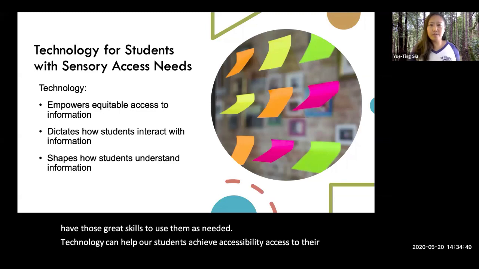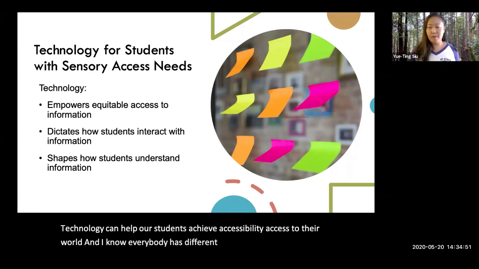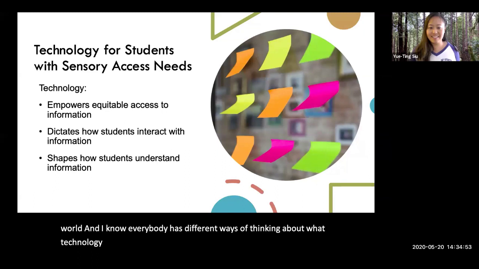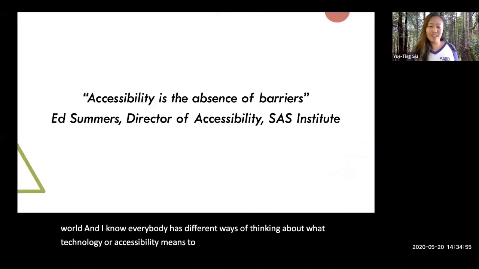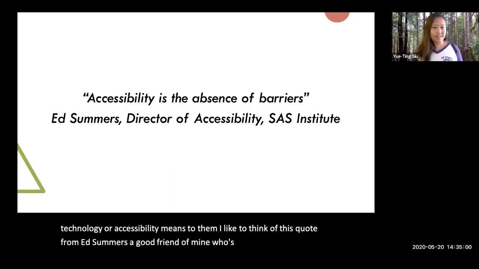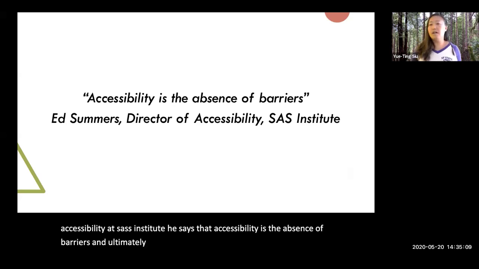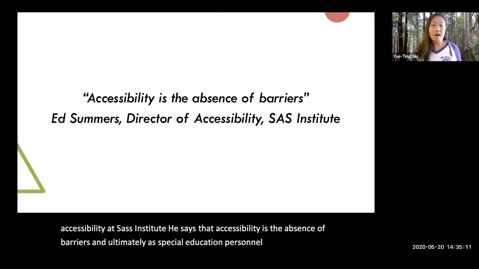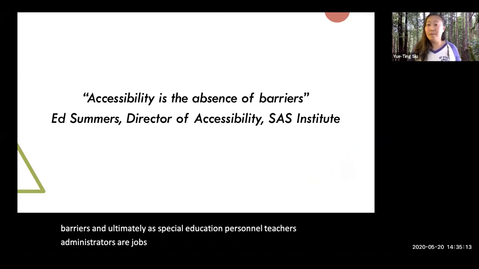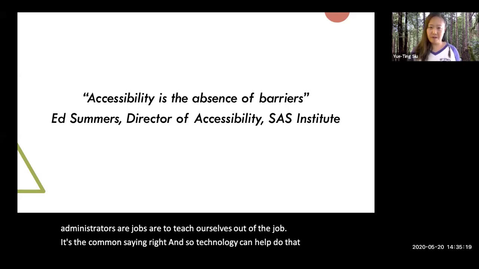And I know everybody has different ways of thinking about what technology or accessibility means to them. I like to think of this quote from Ed Summers, a good friend of mine who's the director of accessibility at SAS Institute. He says that accessibility is the absence of barriers. And ultimately, as special education personnel, teachers, administrators, our jobs are to teach ourselves out of the job. That's the common saying, right? And so technology can help do that for our students and for us.